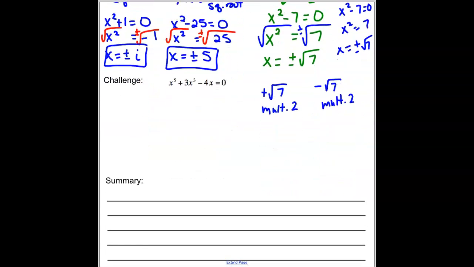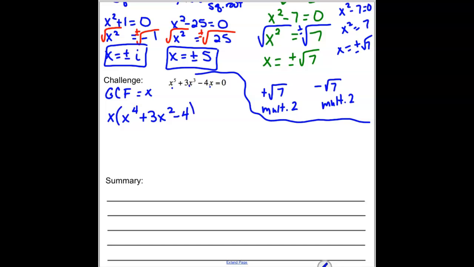All right, our last question is a little bit of a challenge because notice it has an x to the 5th. But also notice that there's an x common to all of these. So we could factor an x out first. We could take that x out and we have an x to the 4th plus 3x squared minus 4. And now it fits that quadratic pattern. So we'll split up our x to the 4th. We need two numbers that multiply to be negative 4 but add up to a positive 3. So we would need a positive 4 and a negative 1.